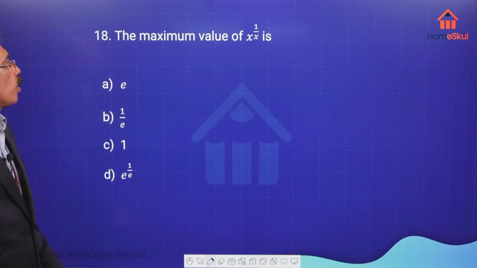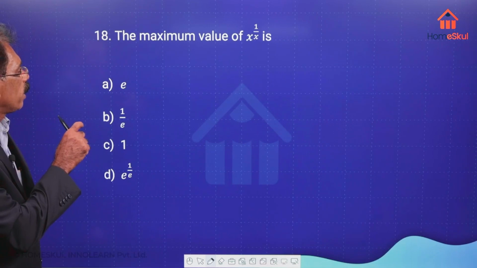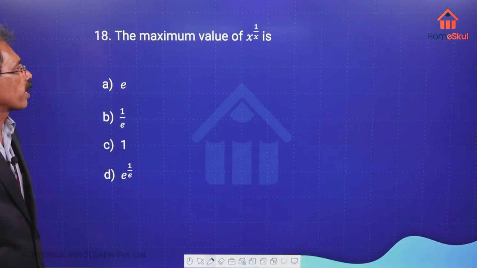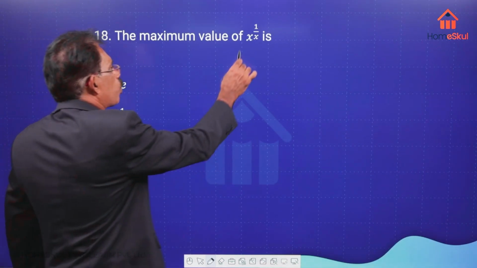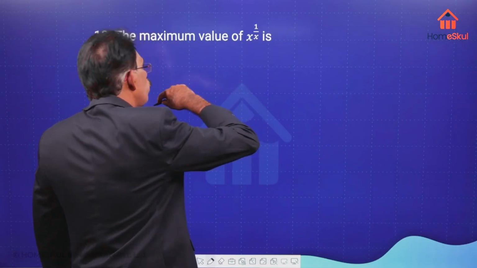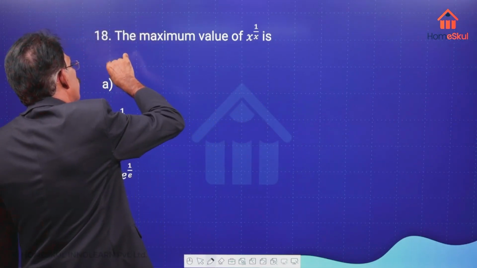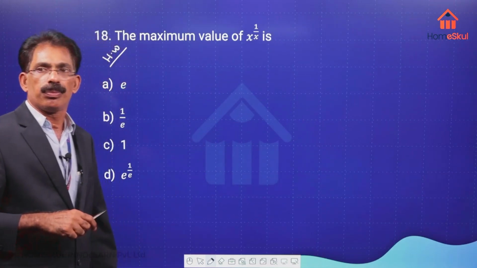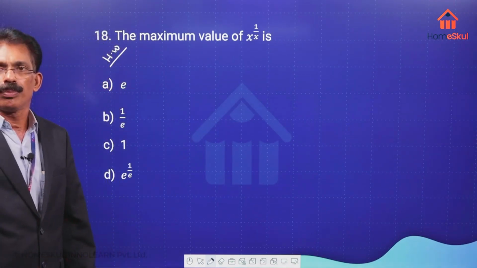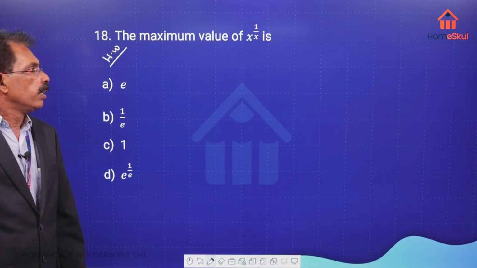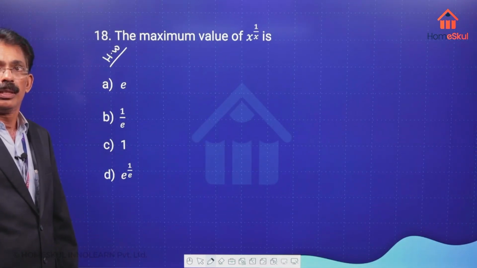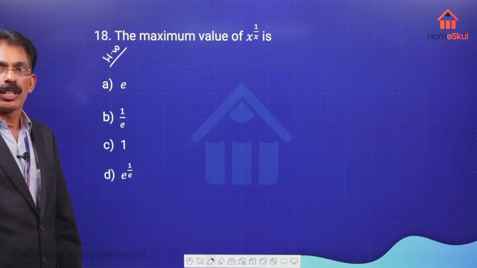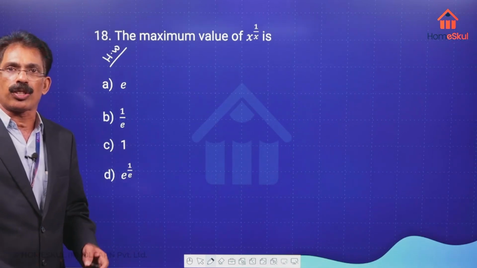The same question, sir. Yes, please count this as homework. X raised to 1 by x. This is x raised to 1 by x, isn't it? Homework. Take a screenshot and do these questions. We will do these questions. So last few minutes, that's why we are going to case studies.